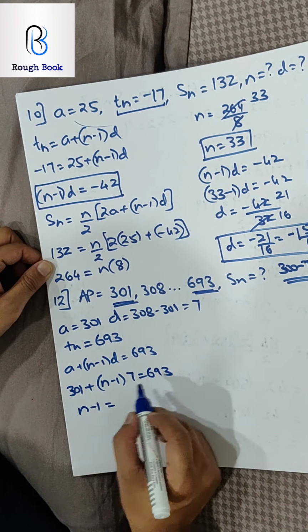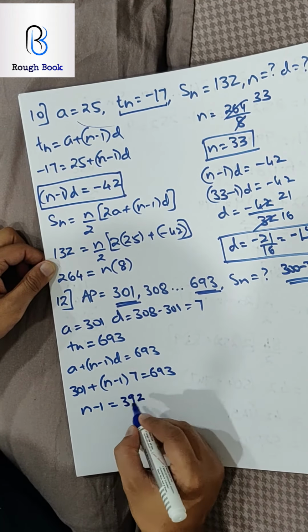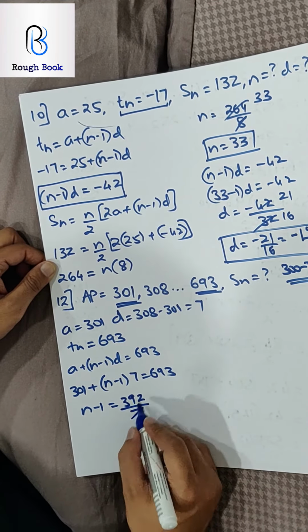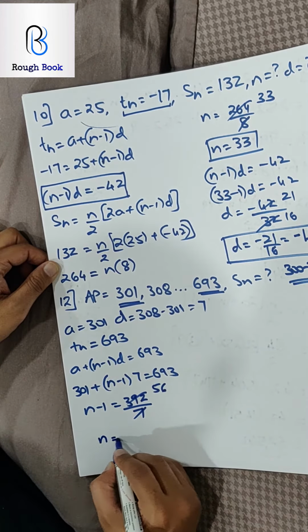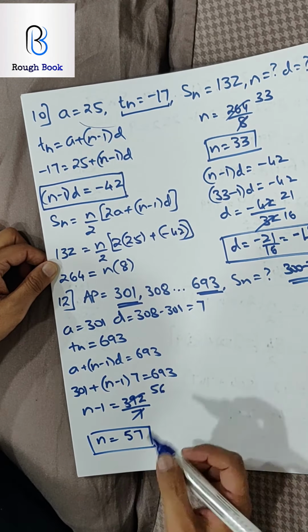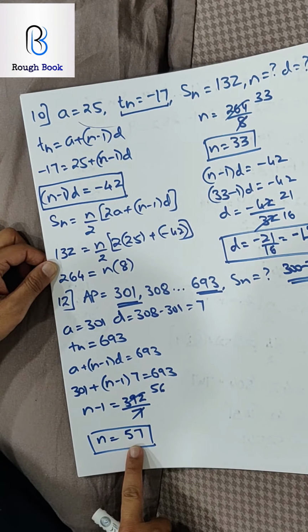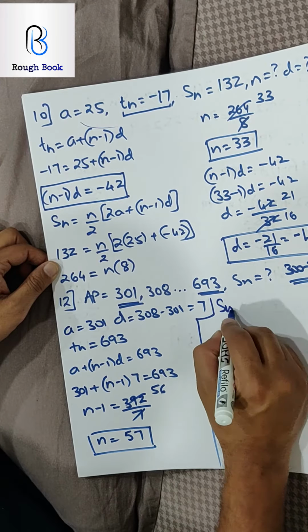This goes on the other side. So you subtract. So that is going to be 293. 7 goes down. 7 5s are 35. 6 are... So my N should be 57. Once I get N as 57, had you taken 700, this would have been 58 and the entire sum would have been messed up. Let's find Sn now.